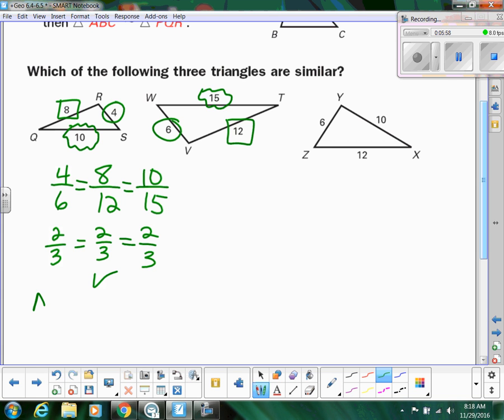So triangle RSQ is similar to triangle... let's see, RSQ, that would be small, big, then medium. So that would be VWT. Okay, be careful with that.